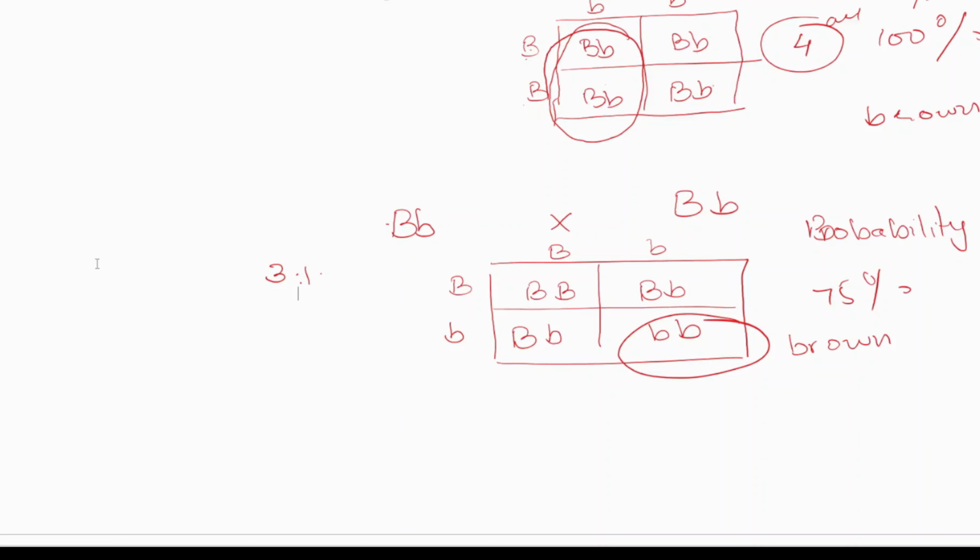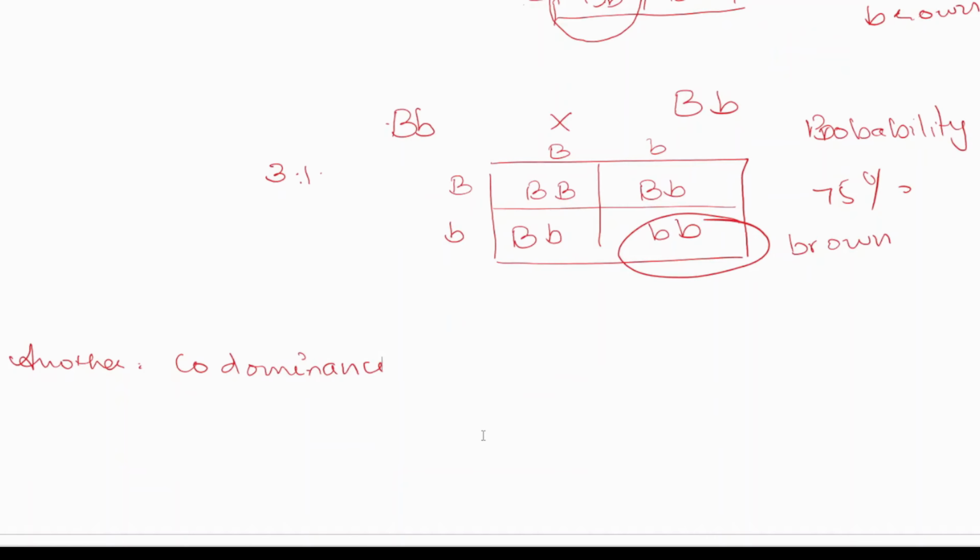Now the next case is codominance. This is unlike dominant and recessive. There is another case, codominance. I am giving you an example. If you cross a red rose with a white rose, what color is produced? Red rose into white rose. So the offspring would have pink color.